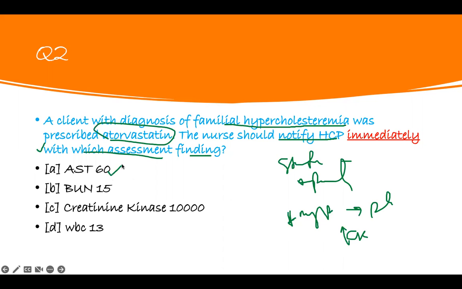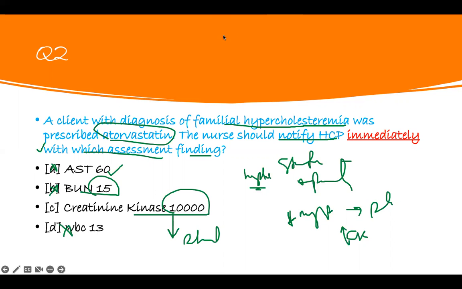So AST is 60. It's a little bit high, but not too high, but that means there's a liver issue. We will let them back off their medication a little bit, but that's not bad. BUN of 15, this is normal. CK over 10,000, yeah, that's rhabdo. So WBC count of 13, don't get fooled. I intentionally put 13 there. It's not a problem because there's muscle inflammation. The WBC count goes up a little bit. So this is not a problem. I don't care about it.